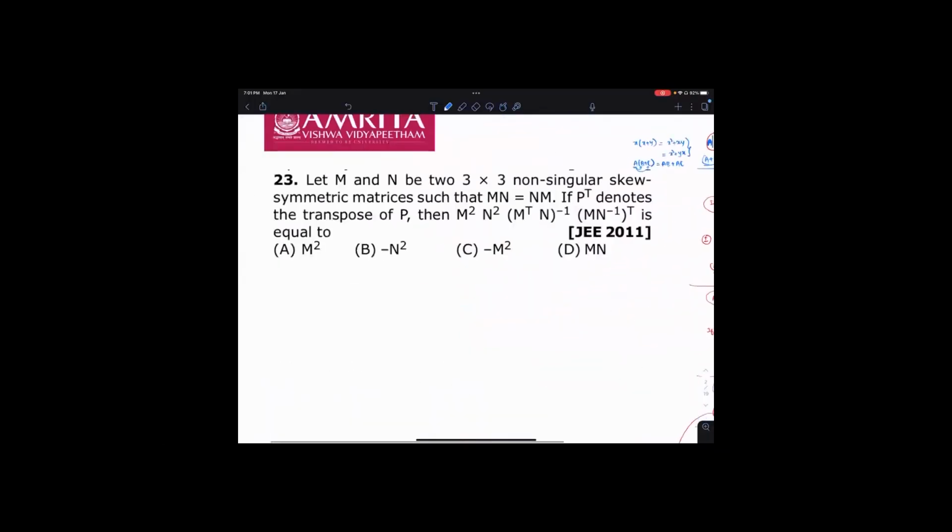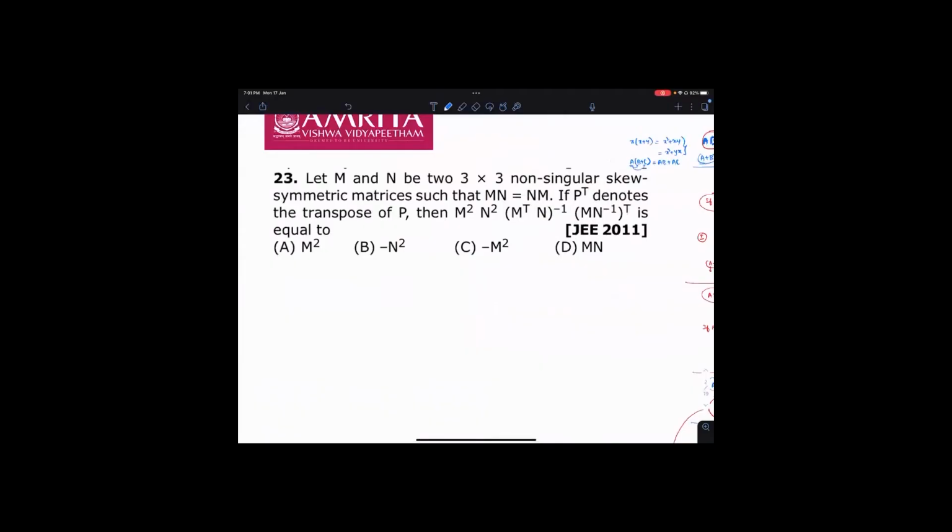Now you see guys. M and N are two 3x3 non-singular skew symmetric matrices. They have given skew symmetric matrices. Okay. What is meant by skew symmetric? M transpose is minus M and N transpose is minus N. And why have they given non-singular? Non-singular means det is not zero. Because for the inverse to exist, det must not be zero. That's why. Okay. Because they have used the inverse. Now what they are asking, see.